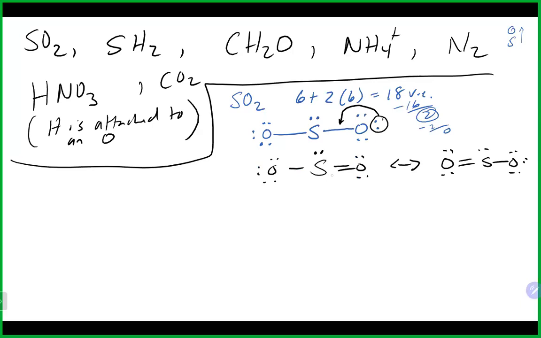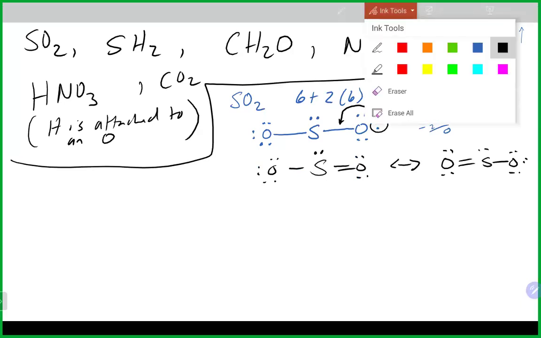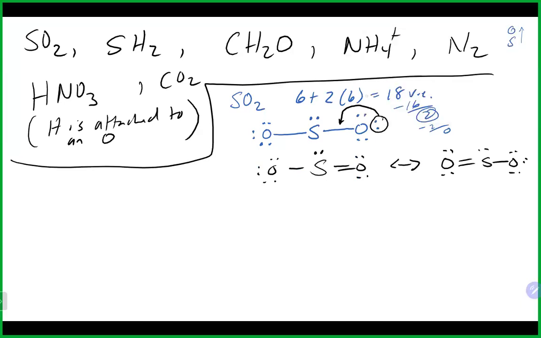We now have, in terms of our center sulfur, 8. So 2, 4, 6, 8. Oxygen here, 2, 4, 6, 8. Oxygen here, 2, 4, 6, and 8. So again, at this point, everybody will have 8 valence electrons around it. We still have only 18 electrons, and we're good.